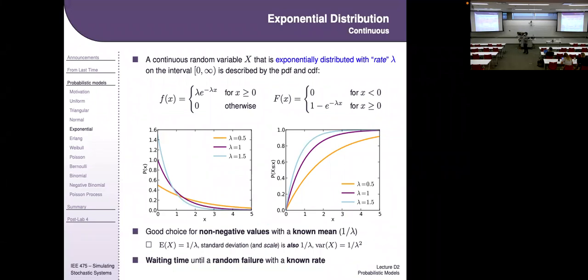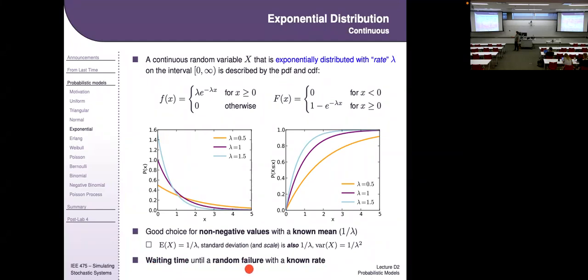So we can talk about an exponential rate, and we can also talk about the exponential's mean, and they're just reciprocals of each other. The mean of an exponential is 1 over its rate, and so is its standard deviation. So that's one of the interesting things about the exponential: in one parameter, you get both the mean and the standard deviation. Of course, the variance then would be the square of that.